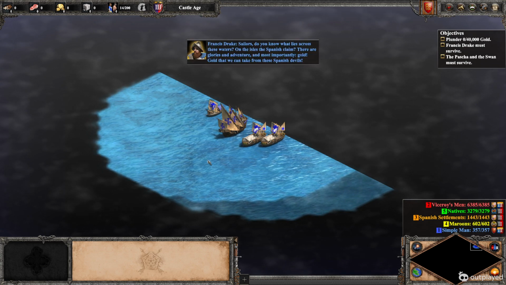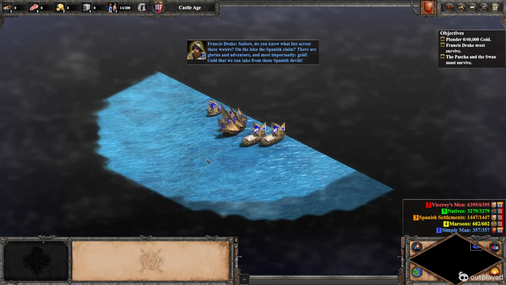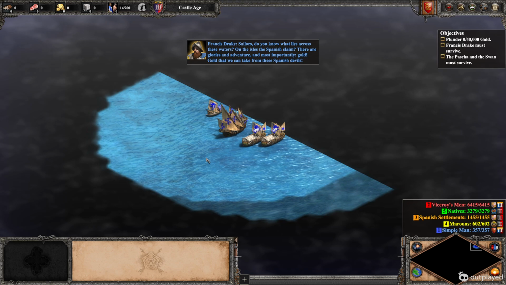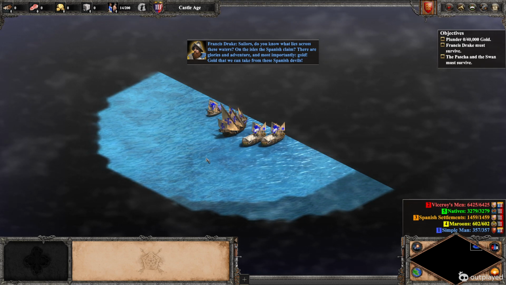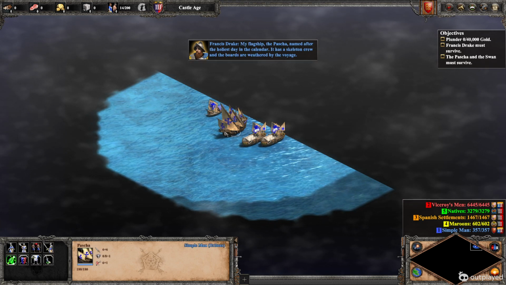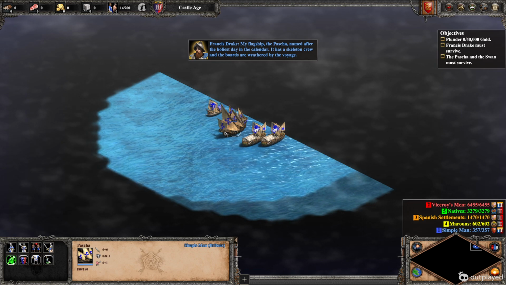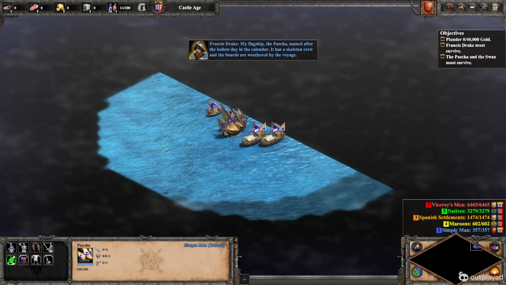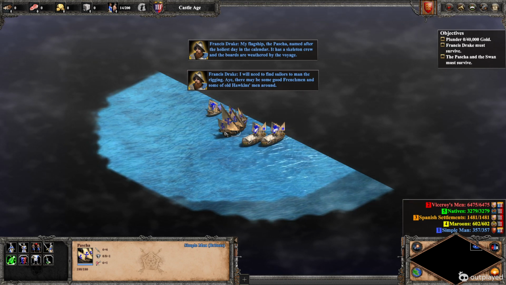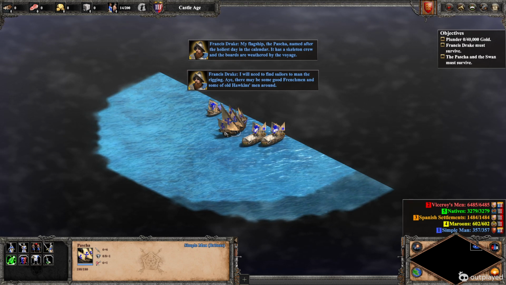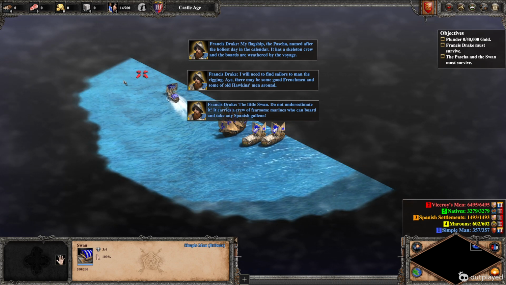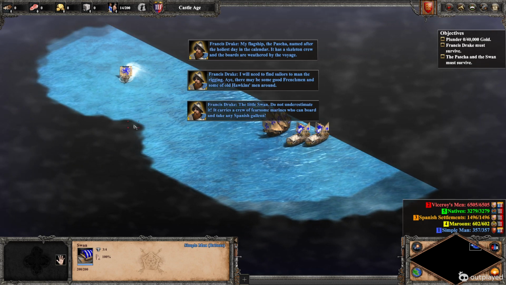Sailors! Do you know what lies across these waters? On the isles the Spanish claim? There are glories and adventure, and most importantly, gold. Gold that we can take from these Spanish devils. My flagship, the Pasha, named after the holiest day in the calendar. It has a skeleton crew and the boards are weathered by the voyage. I will need to find sailors to man the rigging. There may be some good Frenchmen and some of old Hawkins' men around. The Little Swan. Do not underestimate it. It carries a crew of fearsome marines who can board and take any Spanish galleon.